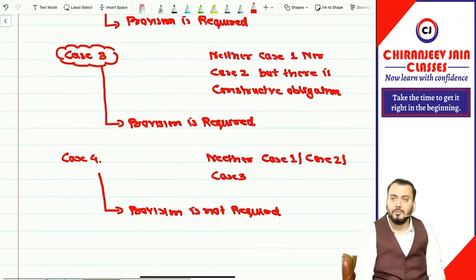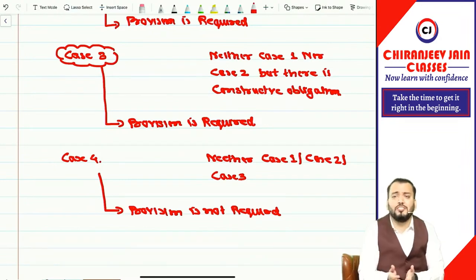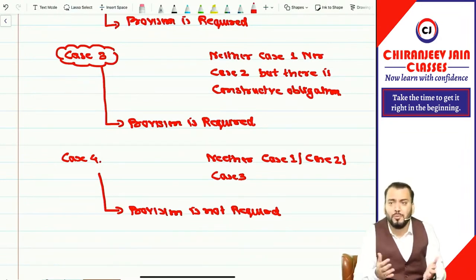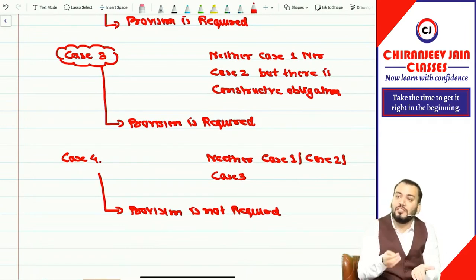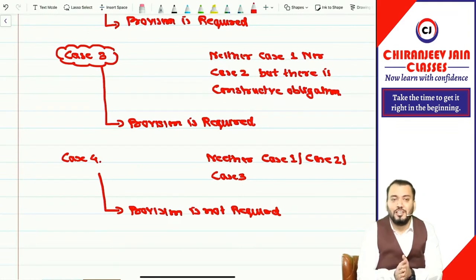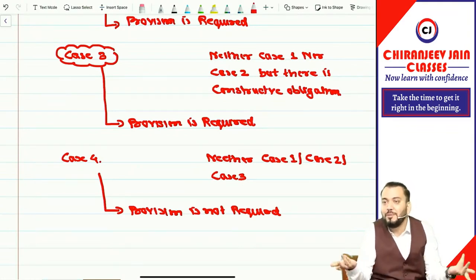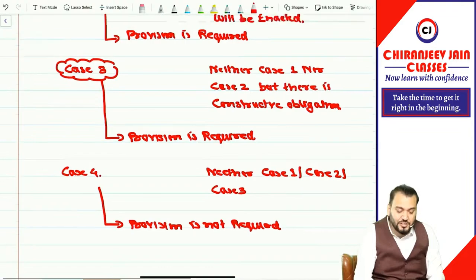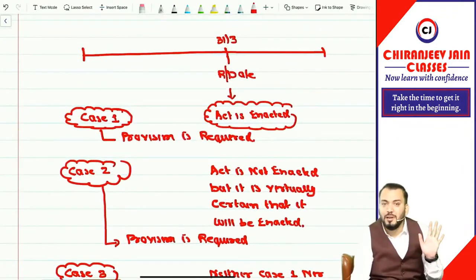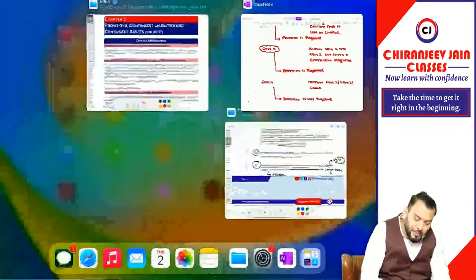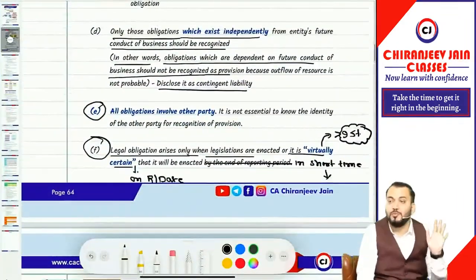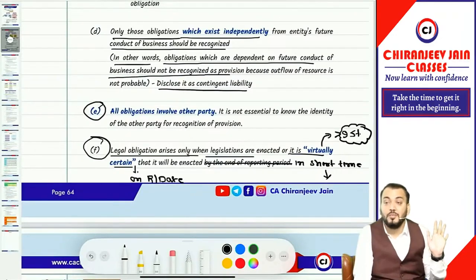Understood? Means there is no obligation only. There is neither legal obligation, there is no constructive obligation. The question of obligation, the question of provision will not arise only. When I am saying there is no case 1, there is no case 2, there is no case 3, so there is no obligation only. This chapter is not applicable only. Correct now? Understood? I think this is giving better understanding. This also you have understood. With this we completed the definition of provision.